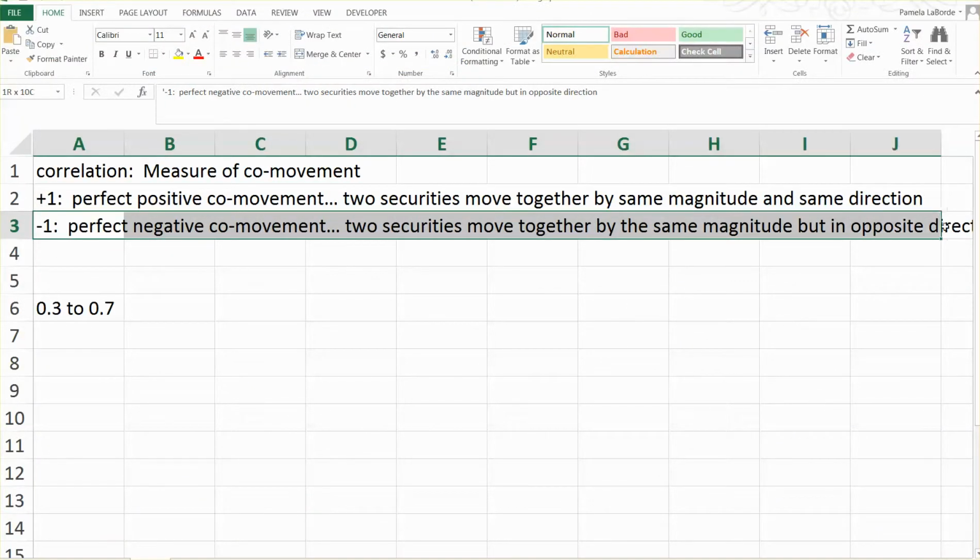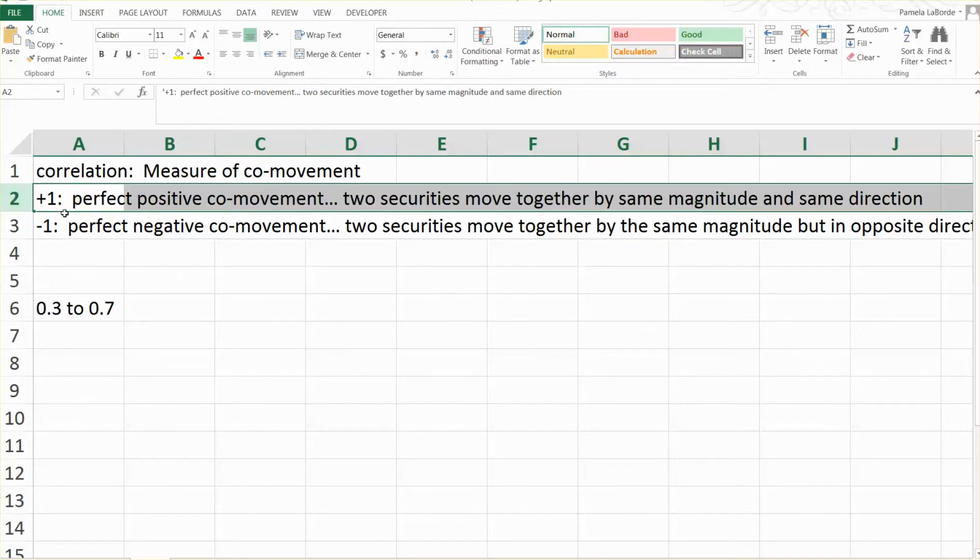They're bound in the other direction by -1. A correlation of -1 means the two securities always move in the opposite direction by the same magnitude. So when one security generates a positive return, the other security generates a negative return, and they would generate opposite returns of the same magnitude. That's incredibly rare.